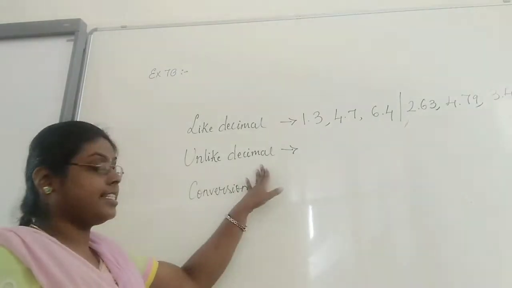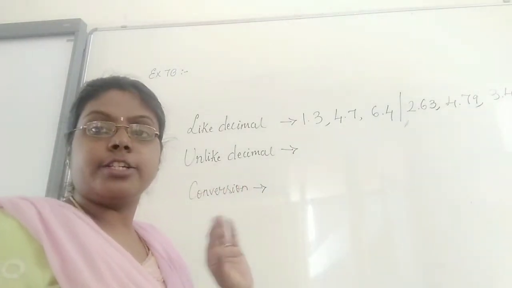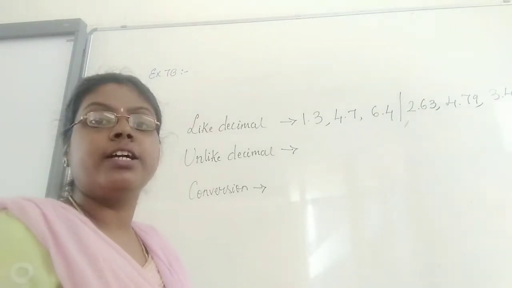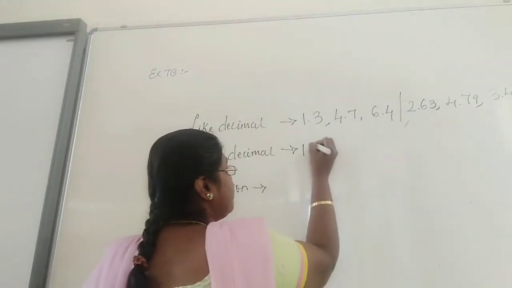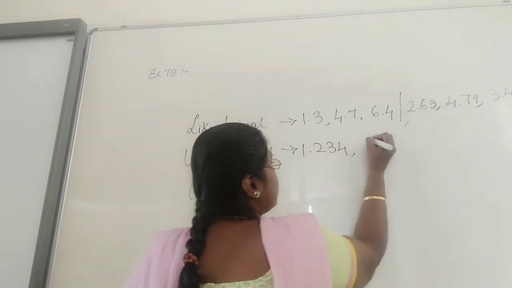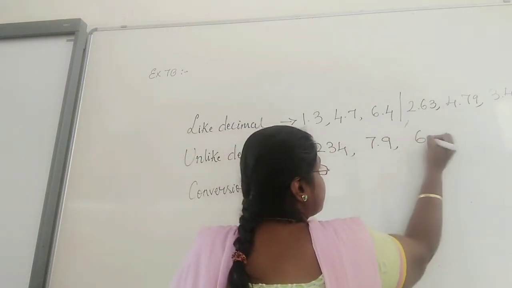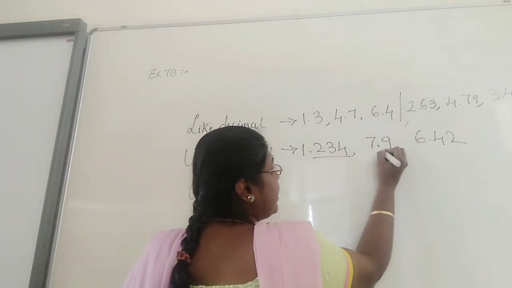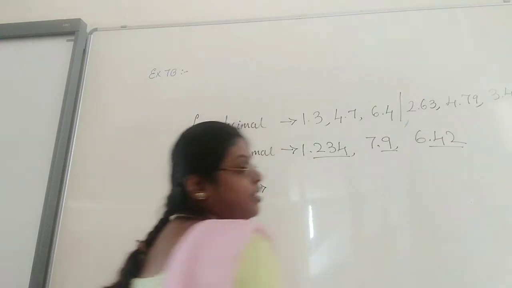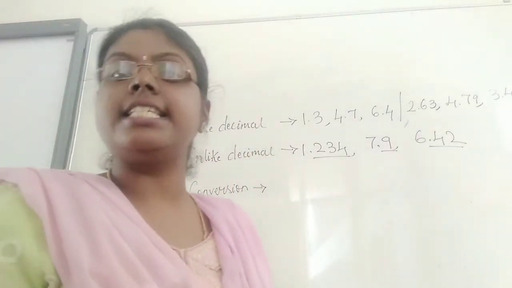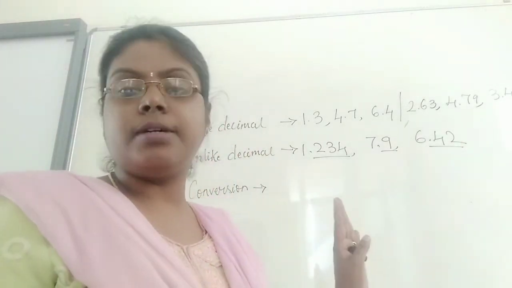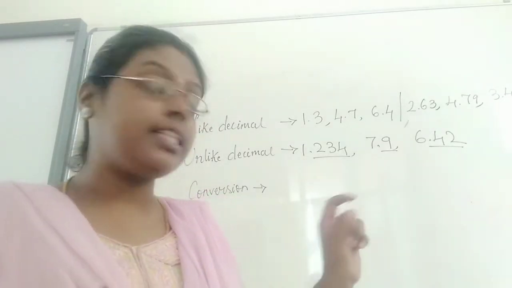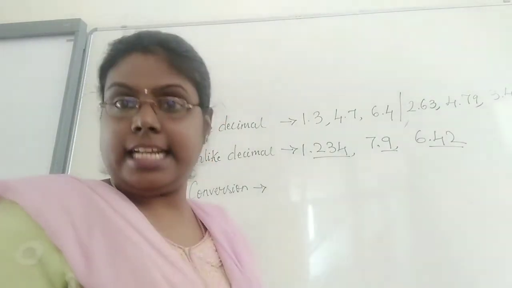Next comes unlike decimals. In unlike decimals, there is no need for them to have the same number of digits after the point. You can have any number of digits. Example: 1.234, 7.9, 6.42. Here after the point you have 3 digits, 1 digit, and 2 digits. So the number of digits after the point is different. Such decimal numbers are called unlike decimals. Is it clear?